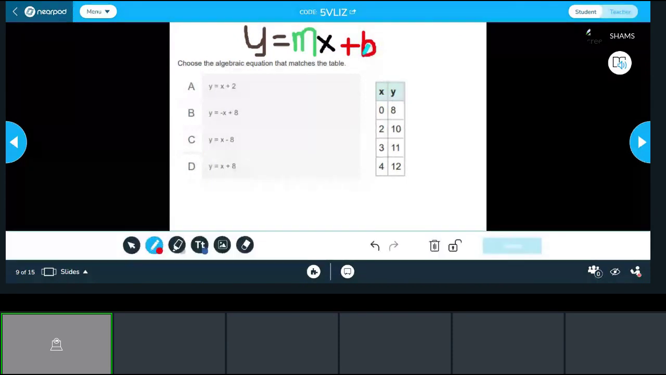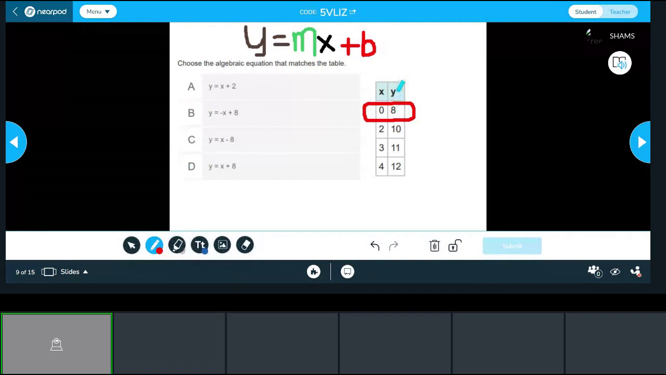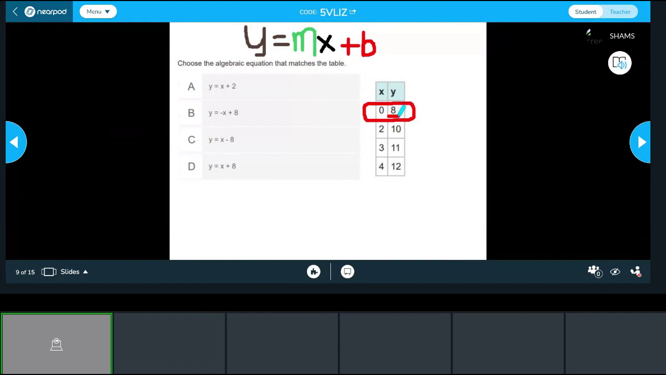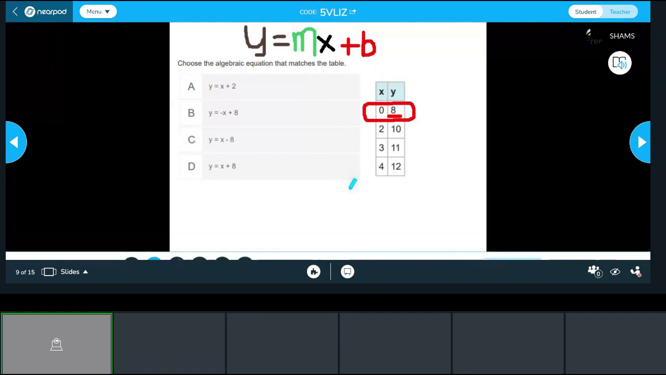Well, this table tells you b. How? Whenever x is 0, the value of b is given to you. The b is the y-intercept. So the corresponding y value is the b. Okay? When x is 0, the corresponding y value is b. In this case, b is plus 8. Positive 8.